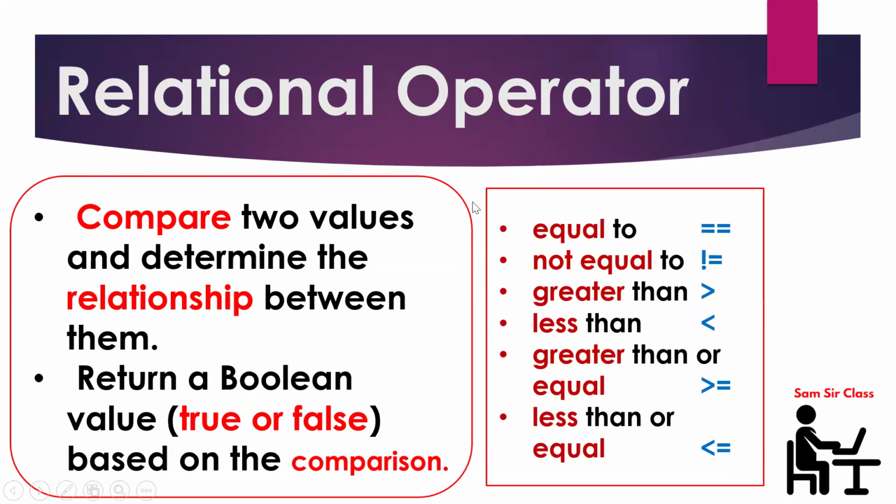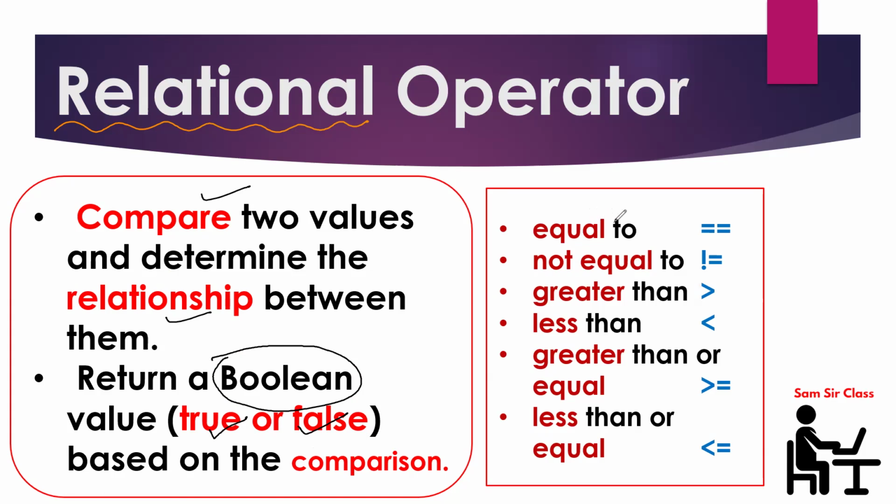Okay, so let us first understand what a relational operator is. From the name itself, it suggests it will find the relationship between two operands. That means it will compare two values and determine the relationship between them. After comparison, it will return a Boolean value. Boolean value means it will return either true or false based on the comparison result.